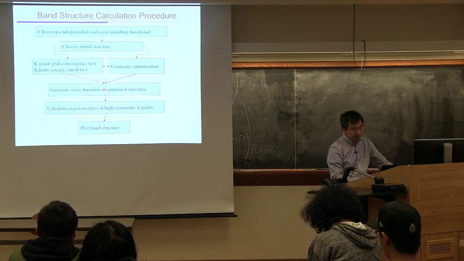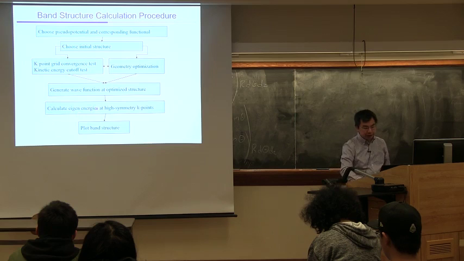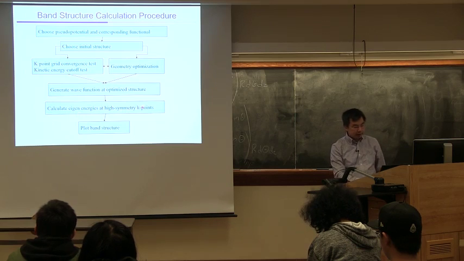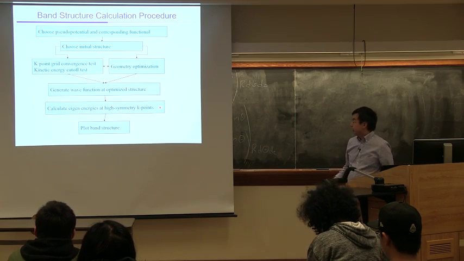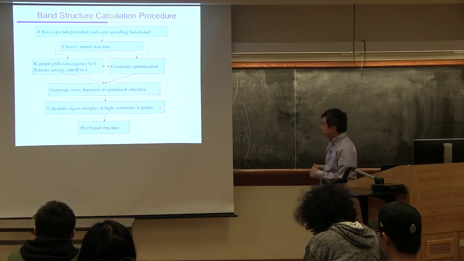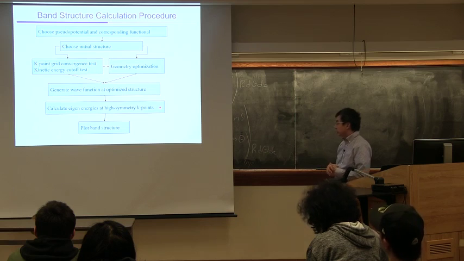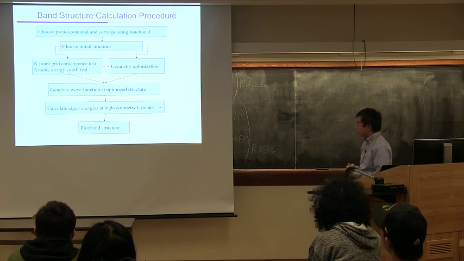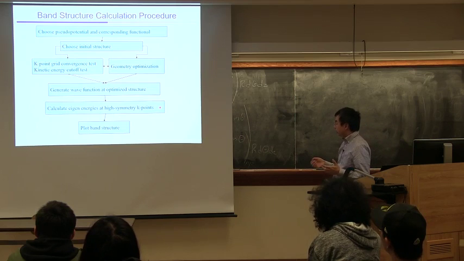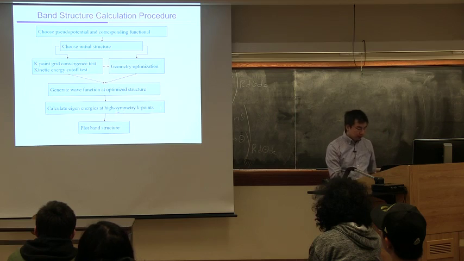So once you have a wave function, you can calculate eigenenergies at the high symmetry k-points, right? For the different energy levels, for each wave vector, there are multiple energy levels corresponding to the same wave vector. So, you know, even from the Kronig-Penney model, we have seen that, right? So for 3D, we plot along the high symmetry k-points, then that's the band structure.